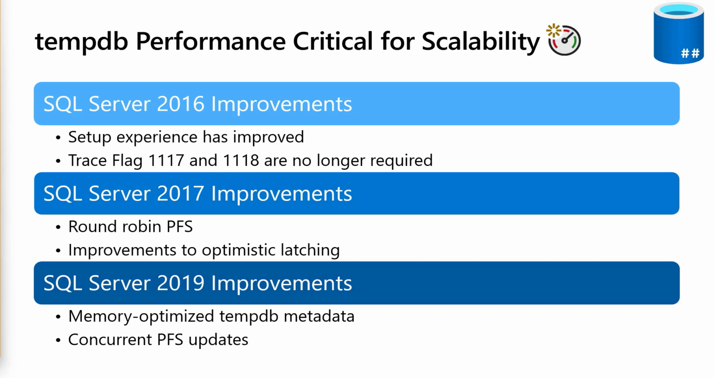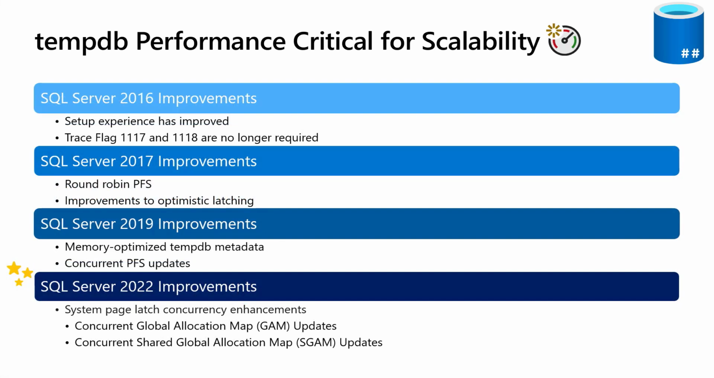And as I mentioned before, the function sys.fn_PageResCracker was added in the SQL Server 2019 release to allow you to quickly diagnose contention rather than having to leverage the sys.dm_os_waiting_tasks dynamic management view. Now, I still recommend you use sys.dm_os_waiting_tasks for SQL Server versions prior to SQL Server 2019. In SQL Server 2022, we've addressed the other common areas of contention by introducing concurrent GAM and SGAM updates, similar to the concurrent PFS updates.